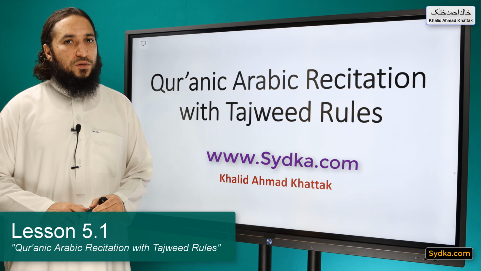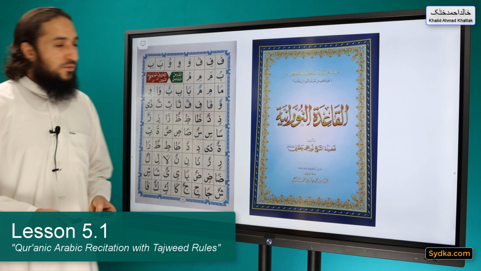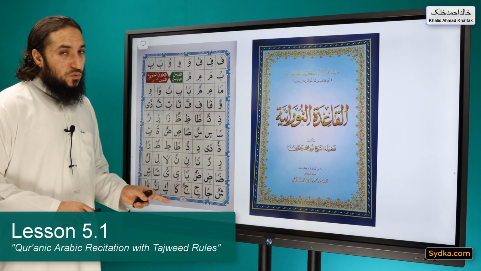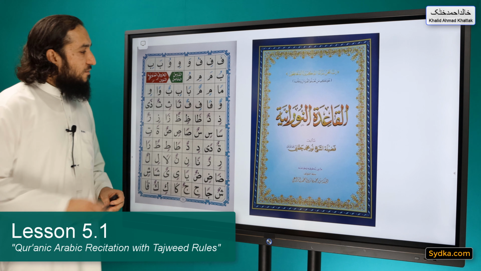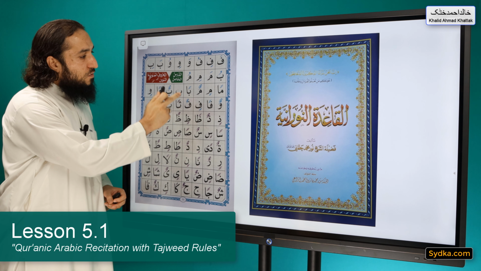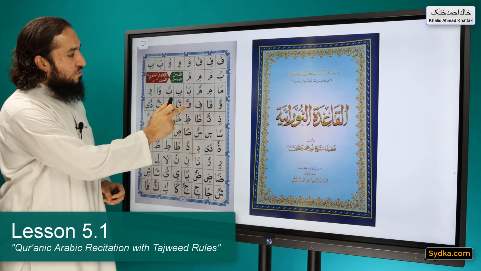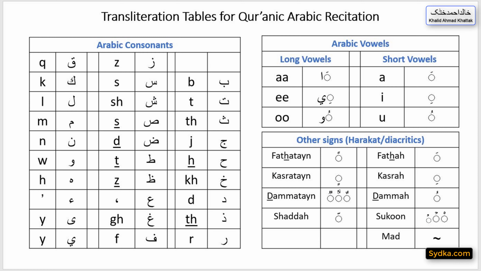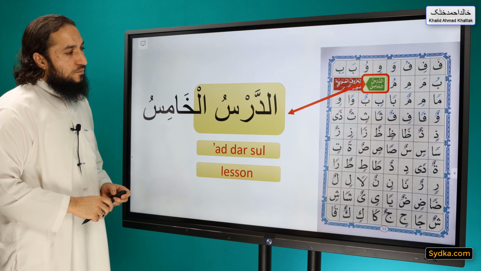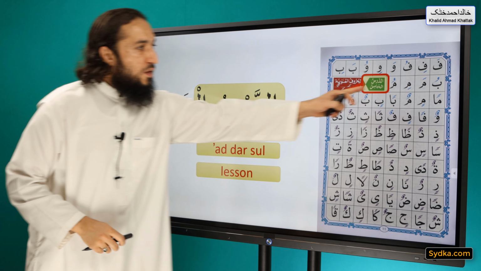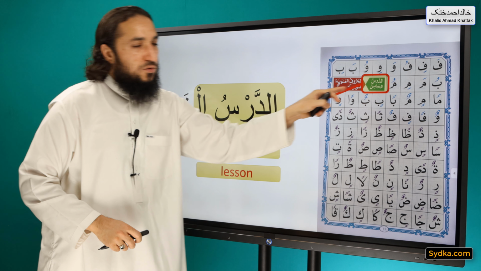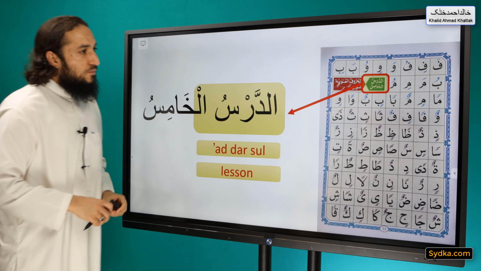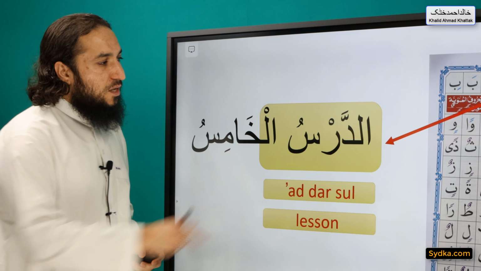Welcome back to another session of Qur'anic Arabic Recitation with Tajweed Rules. In this session, we will be studying the fifth lesson of Qaida Nuraniya. That's page 11, from here to here. So the first 9 syllables. This is just a reminder for transliteration purposes. From here to there, we will just read it out without an explanation because it's going to be too advanced for this level.